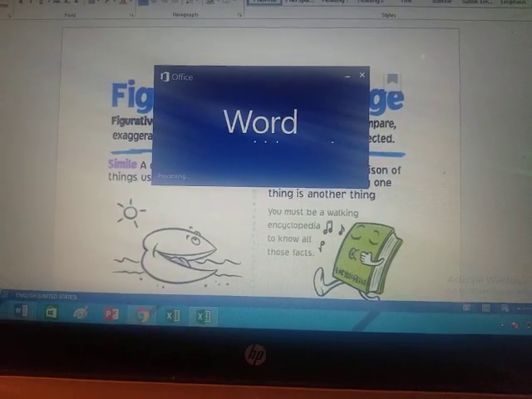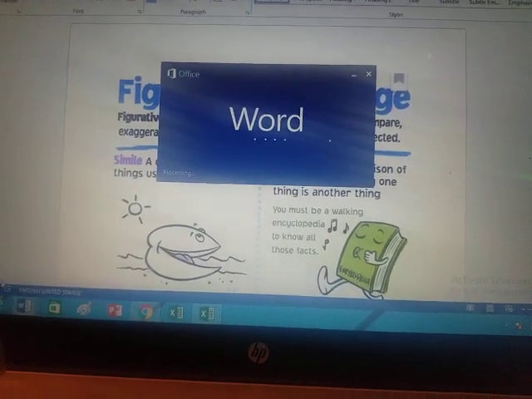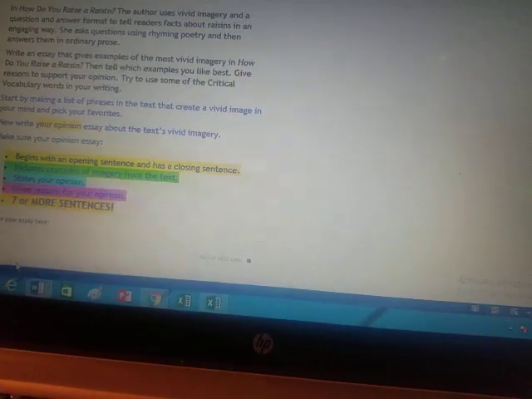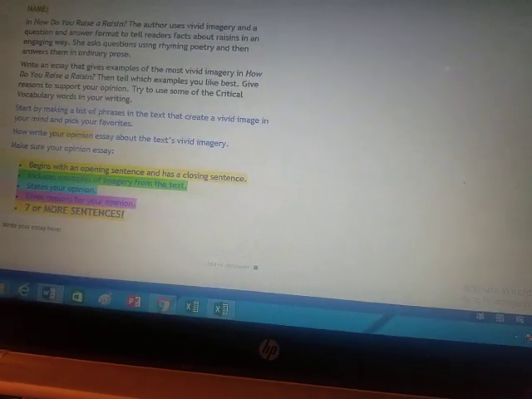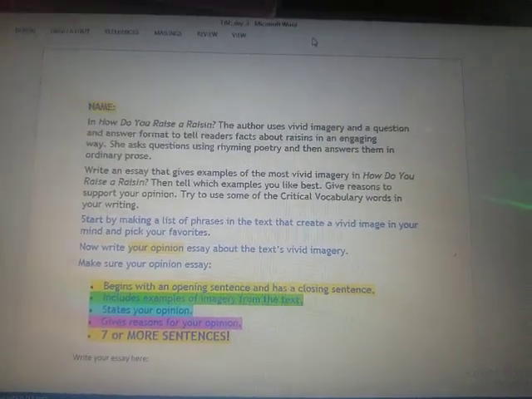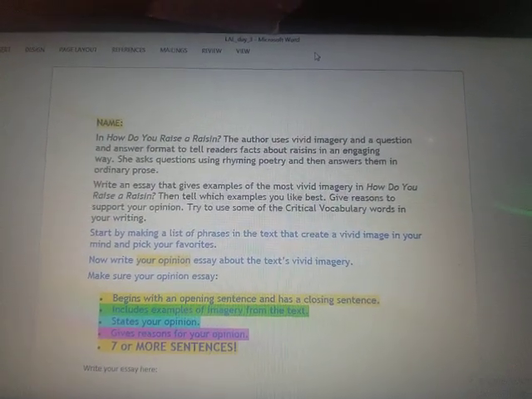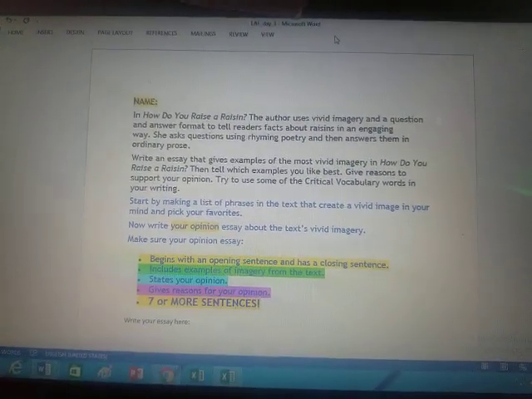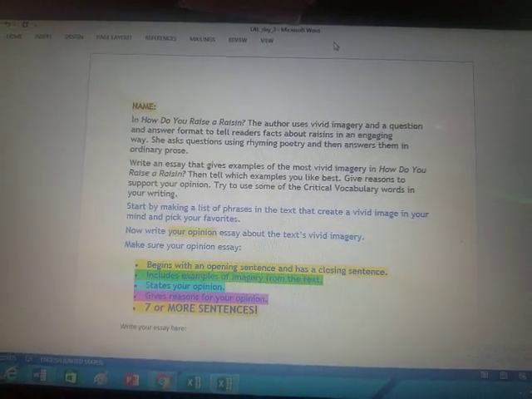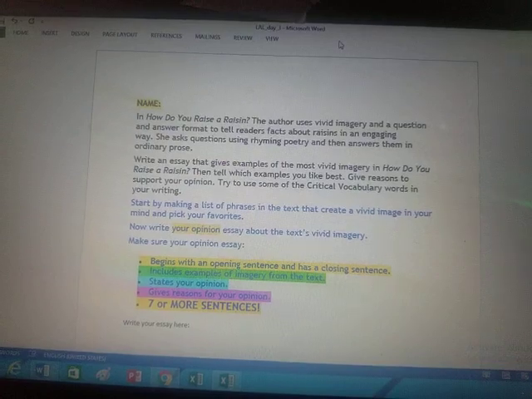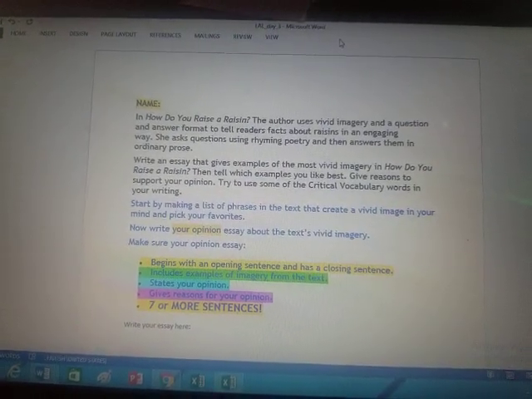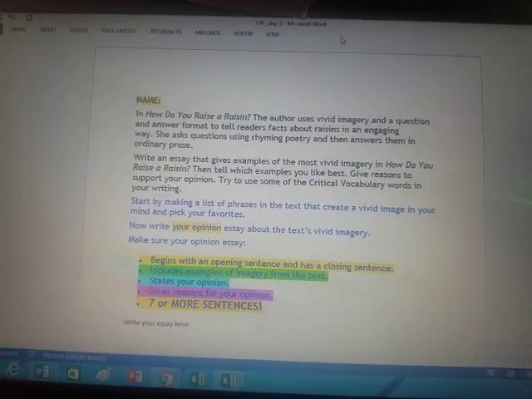So if you open up the assignment, of course it's in PowerSchool right in front of you too if you need it. Write all in here, but I'd rather open up the assignment so it's easier for you to understand and see. So enable editing, please write your name. It says, in How Do You Raise a Raisin, the author uses vivid imagery and a question and answer format to tell readers facts about raisins in an engaging way. She asks questions using rhyming poetry, and then she answers them in ordinary prose.